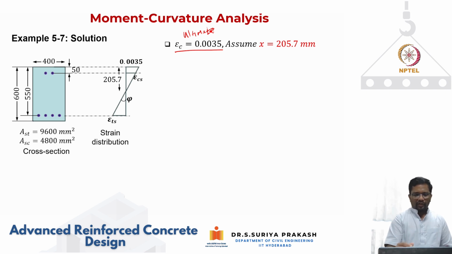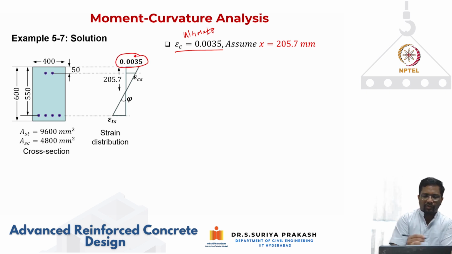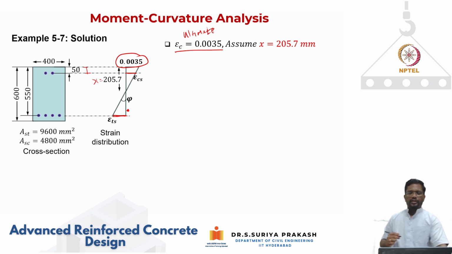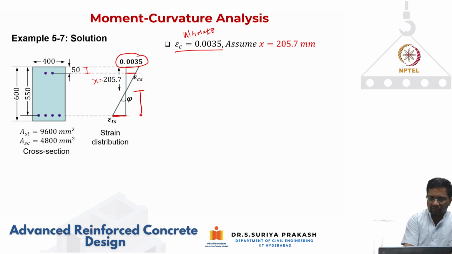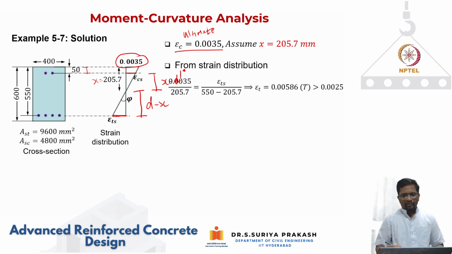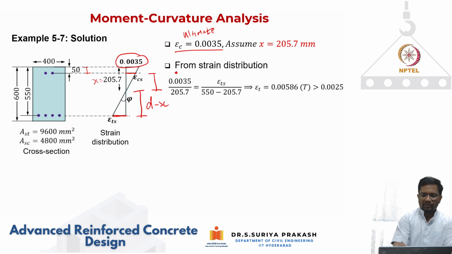Now if I'm taking this top fiber strain of 0.0035 and x equal to 205.7, then I know the location of the steel, which is at 50 mm. Then I will be able to calculate epsilon cs from a similar triangle. Similarly, I should also be able to calculate the strain on the tension steel. What is this distance? We have discussed this, it is going to be d minus x. And what is this distance? It is going to be x minus d prime. So using similar triangles, you can get all the strain values.